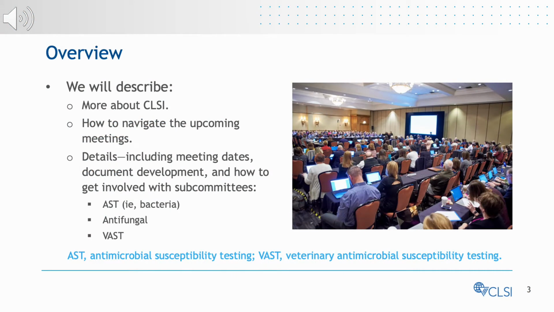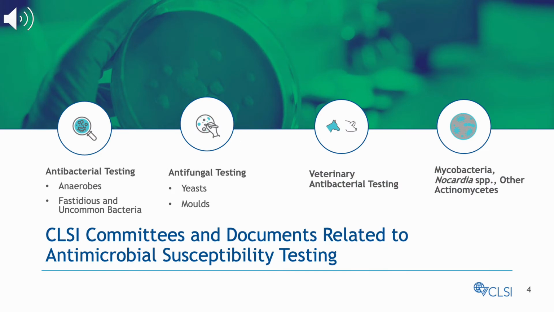Today, we will describe more information about CLSI, how to navigate the upcoming virtual meeting, and details about how to get more involved with the subcommittees. CLSI's susceptibility testing meetings fall under three subcommittees: AST, or Bacteria in Humans, Antifungal, and Veterinary AST, or VAST, which covers bacteria in animals. CLSI's AST committees and documents fall under the following areas: antibacterial testing, antifungal testing, veterinary antibacterial testing, or mycobacteria, Nocardia spp, and other actinomycetes.